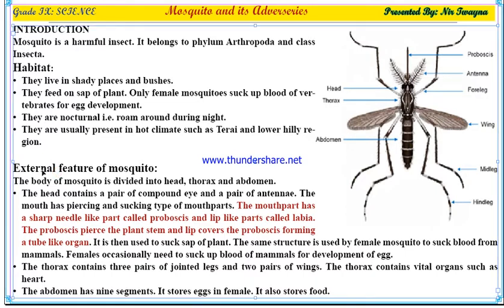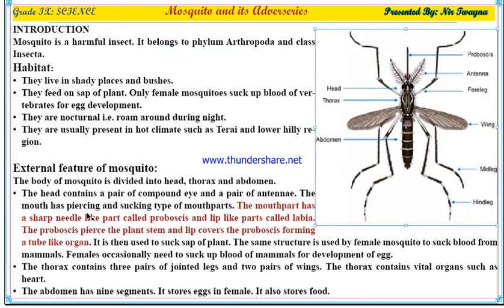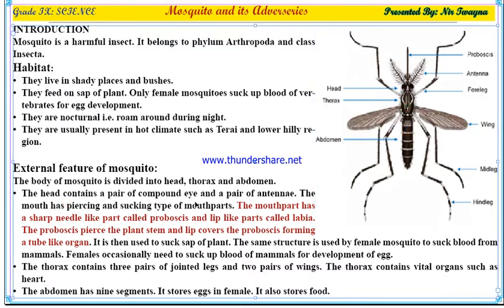Okay, now let us see the external features of the mosquito. I have already described all these features, you just need to take notes. Don't forget to take notes while taking class. Without taking notes, it happens that you learn today, you forget tomorrow. The body of a mosquito is divided into head, thorax and abdomen. The head contains a pair of compound eyes and a pair of antennae.